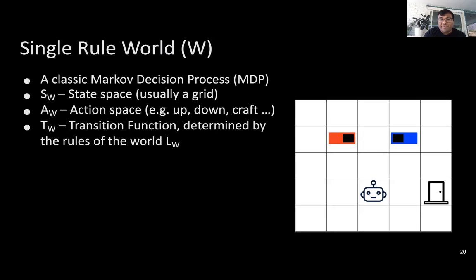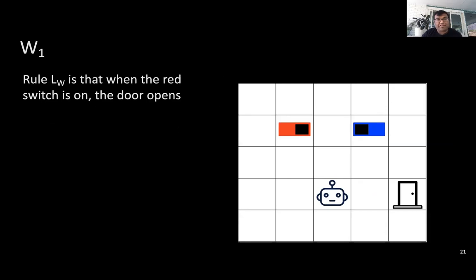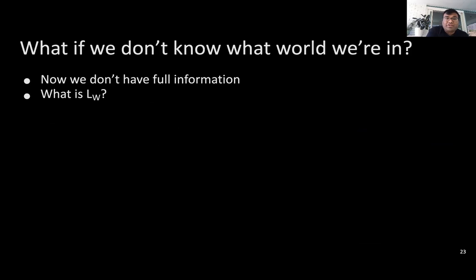However, we are going to assume that we have different worlds with different rules. So there's a world one, which has a rule like when the red switch is on, the door opens. And then there's another world where the rule is that when the blue switch is on, the door opens. So our problem setup is that we do not have the full information. We do not know which world the agent is spawned in, and so we have to figure out what the rules of the world are. That is why we need to take actions and generate observations which can help us figure out the rules of this world.